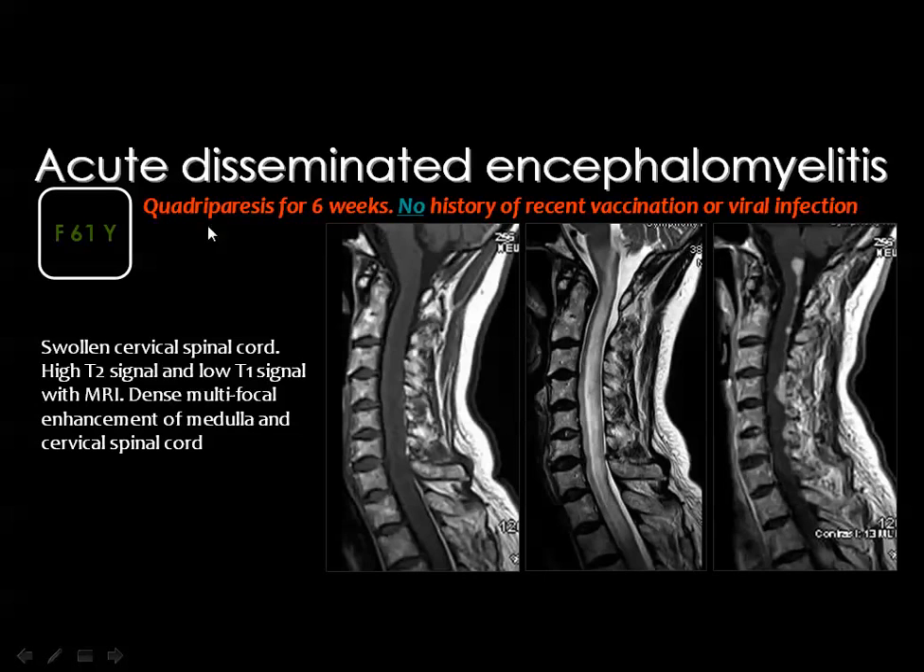Then this patient has quadriparesis for 6 weeks, and there is no history of recent vaccination or viral infection. Then you can look here, and the spinal cord is markedly swollen. It shows diffuse decreased parenchymal signal in the T1, diffuse increased parenchymal signal in the T2 weighted images. Then after contrast injection, you can see multiple leptomeningeal enhancing nodules along the dorsal aspect or the posterior aspect of the spinal cord.